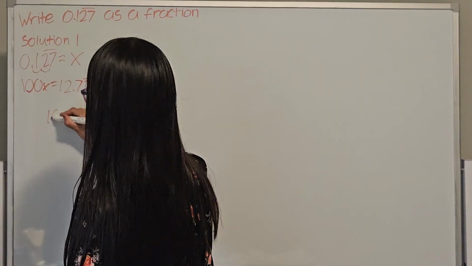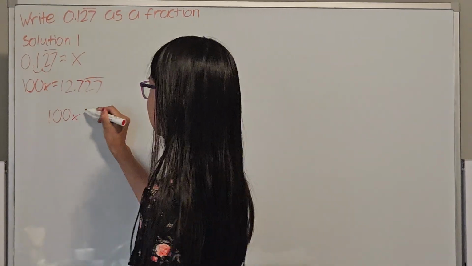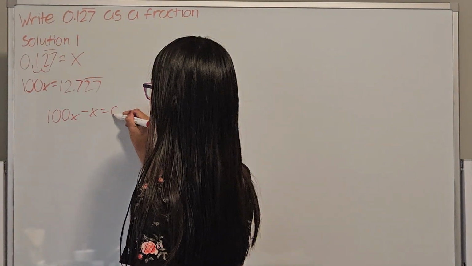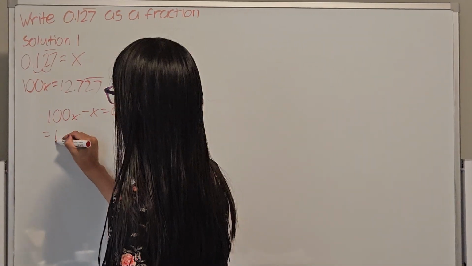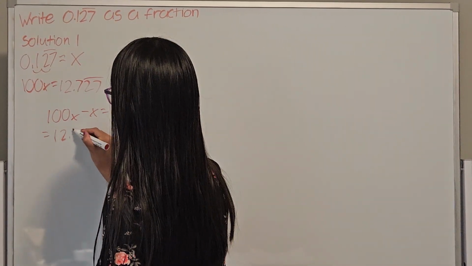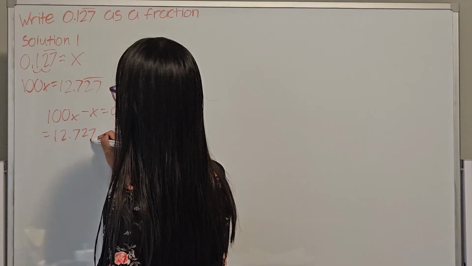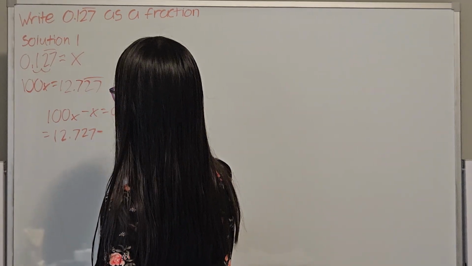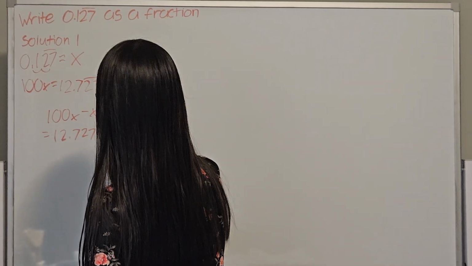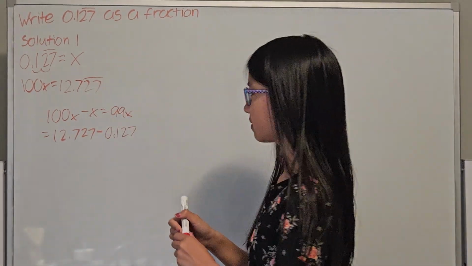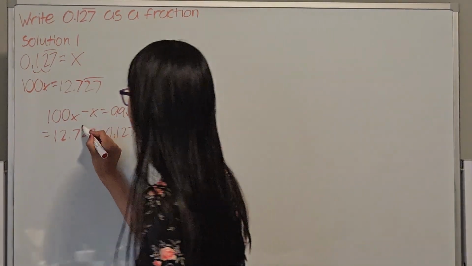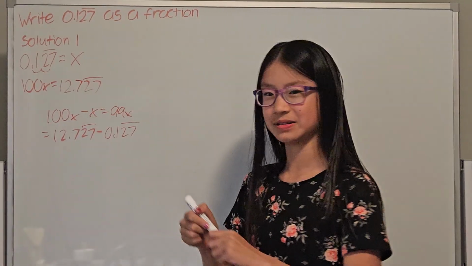So now that we have these two, we have to subtract x from 100x. So 100x minus x equals 99x, and that also equals 12.727 minus 0.127. Don't forget the line. Oh yeah, we have the lines.